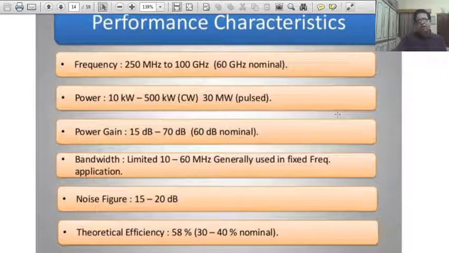Performance. This information is important for you for the small questions for section A. Frequency from 250 megahertz to 100 gigahertz, that means 60 gigahertz is nominal. This is the frequency range for klystron. Power 10 kilowatt to 500 kilowatt CW, to 30 megawatt burst. Okay, power is 10 kilowatt to 500 kilowatt and 30 megawatt burst.